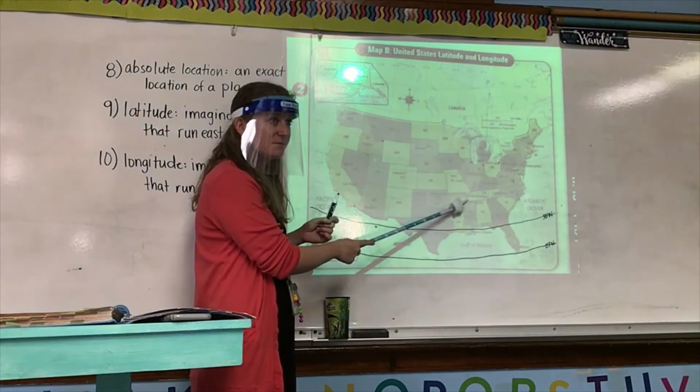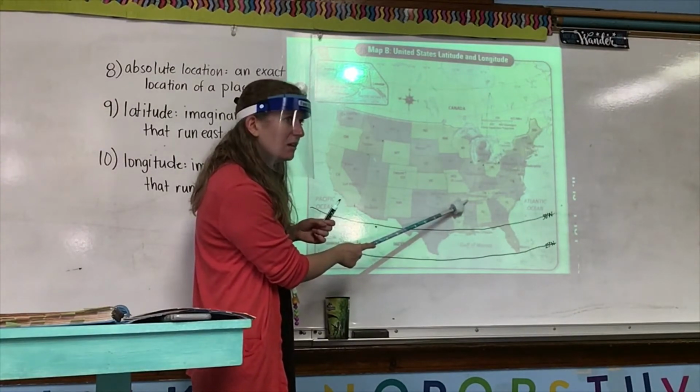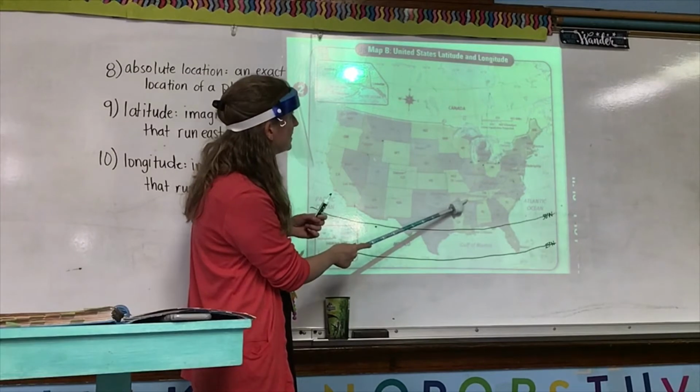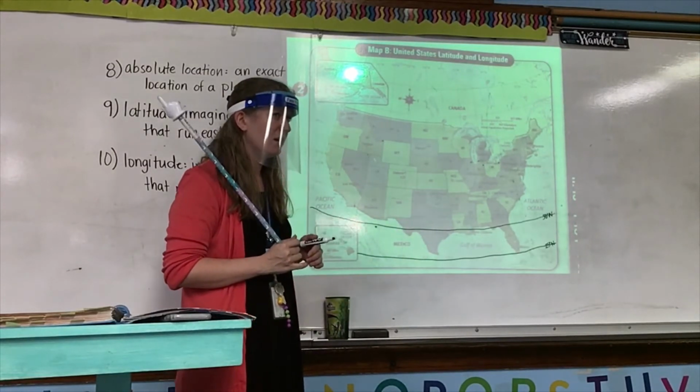So Michaela, what line of latitude is closest to Memphis? 35 east. Loud, I can't hear you. 35 east. I don't even see 35 east or west, and also we're not in the eastern hemisphere.